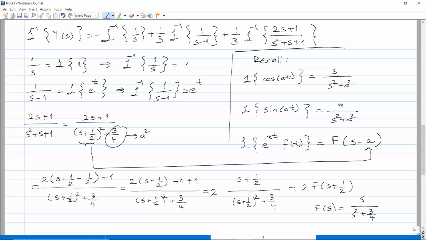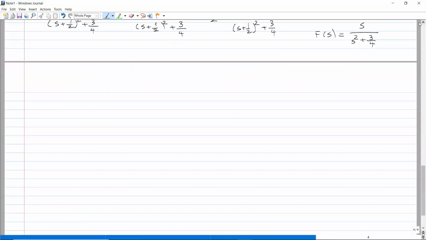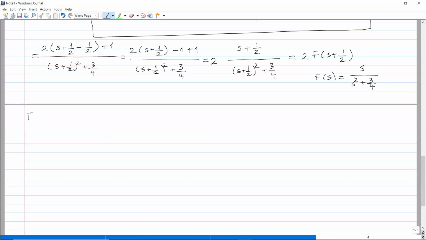So in the function s over s squared plus 3/4, I replace s with s plus 1/2. Now this function, s over s squared plus 3/4, is the Laplace transform of cosine square root of 3/2 t. Remember, in cosine, we have s over s squared plus a squared. So the number a is the square root of 3/4, or root 3/2.